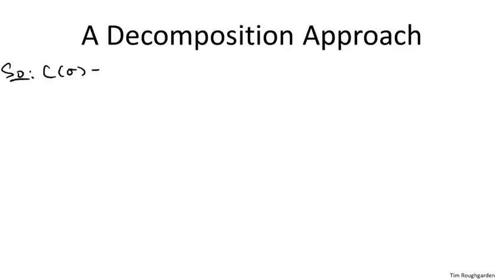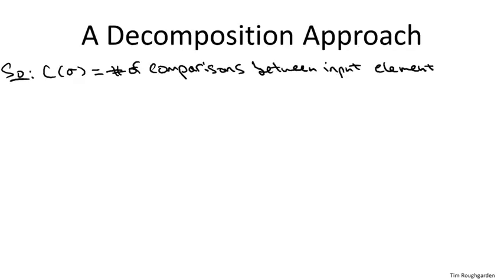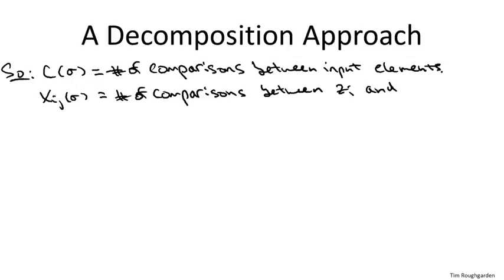So C, recall, counts all of the comparisons between pairs of input elements that quicksort ever makes, whereas an xij only counts the number, and it's going to be 0 or 1, of comparisons that involve the ith smallest and the jth smallest elements in particular. Now, since every comparison involves precisely one pair of elements, some i and some j with i less than j, we can write C as the sum of the xij's.